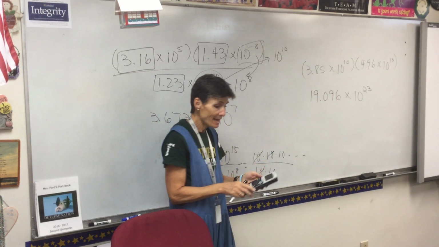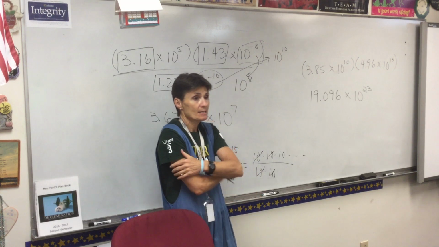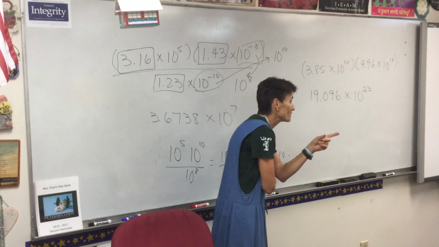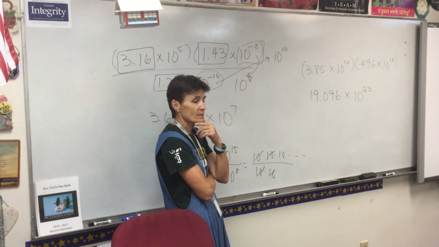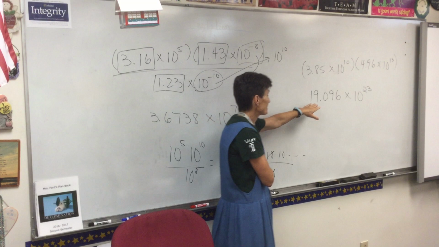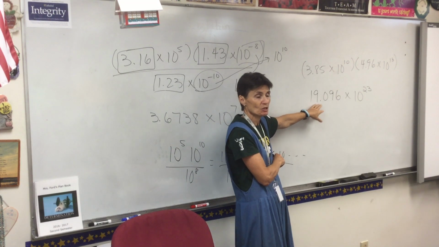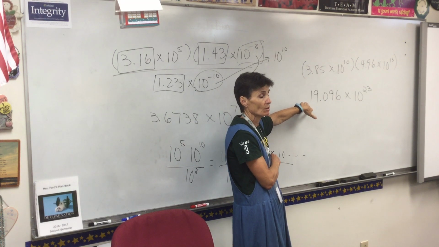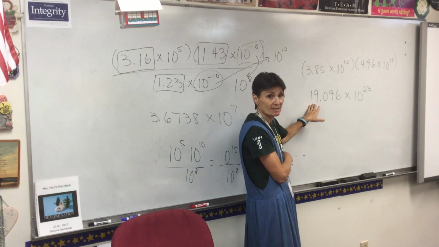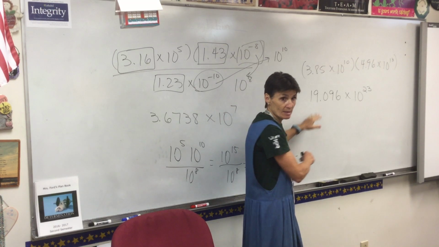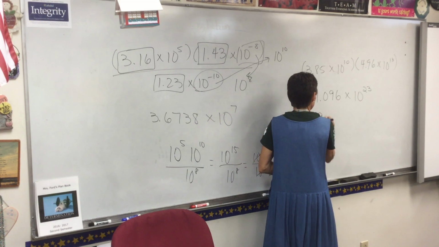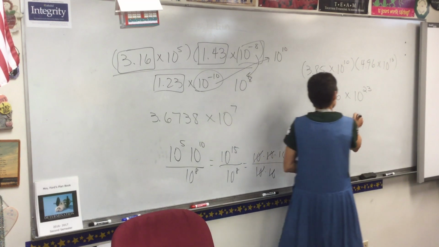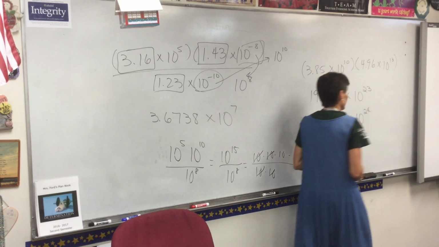Now, why am I not done with this problem? What is wrong with this? It's not in scientific notation. Do you see that? There's an extra decimal. If you're writing your answer in scientific notation, this isn't good, right? This is the right answer. We made no mistakes. This is the right answer. But that's not scientific notation. So this would have to be 1.9096 times 10 to the 24.